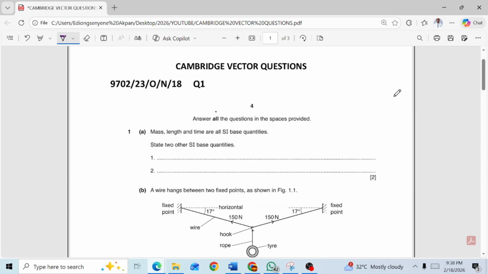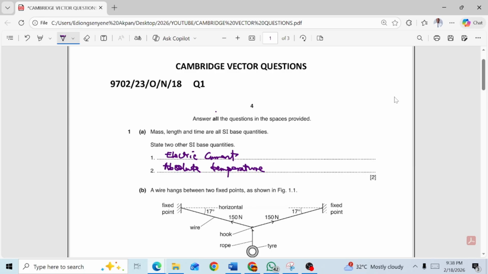The introductory part, which is the A part, says mass, length, and time are all SI base quantities. Say two other SI base quantities. In our previous video, I did SI base units and dimensions, so you can check the 7 SI base quantities in the previous video. So we have mass, length, time. Here you can add electric current, absolute temperature.